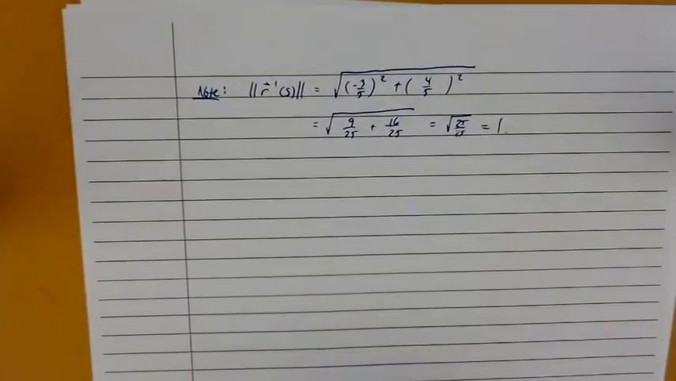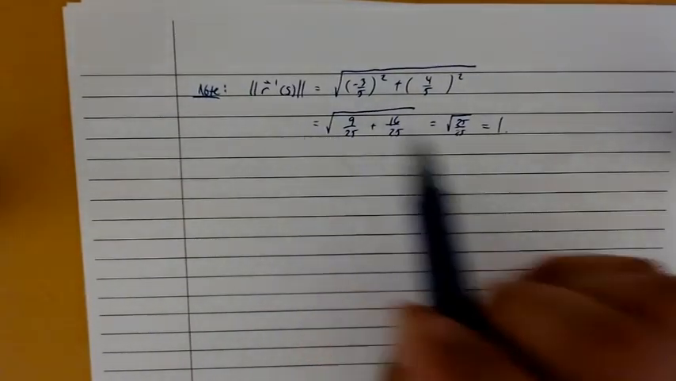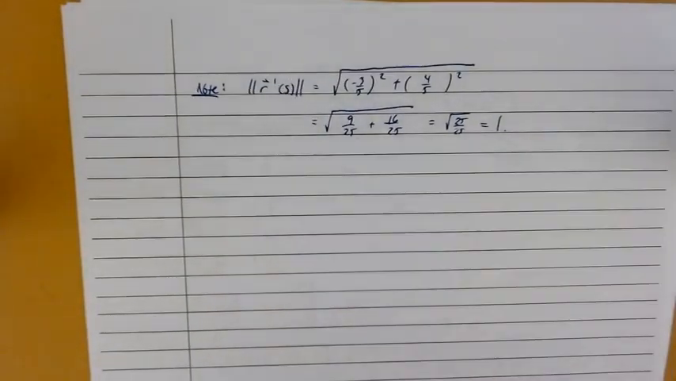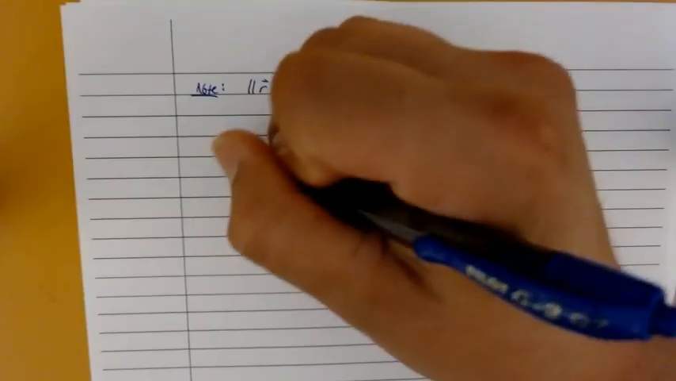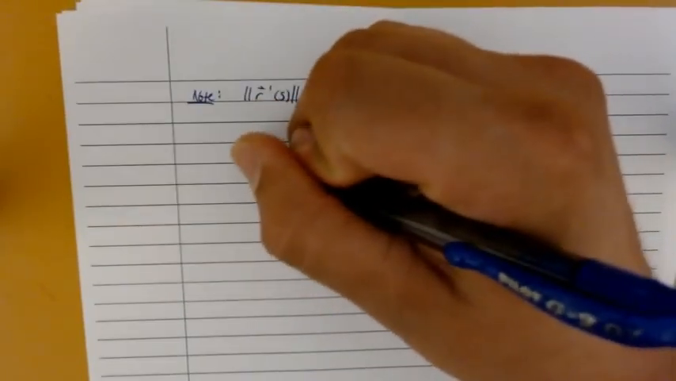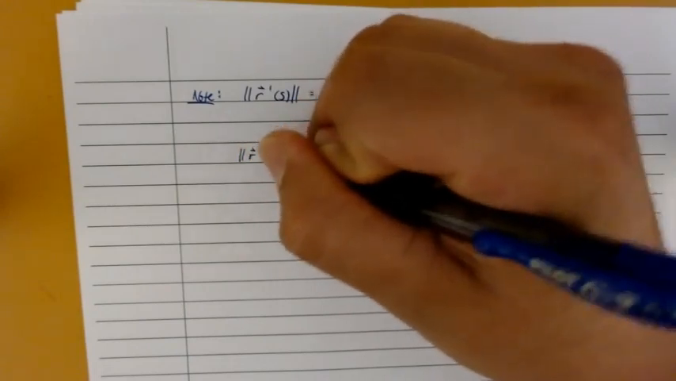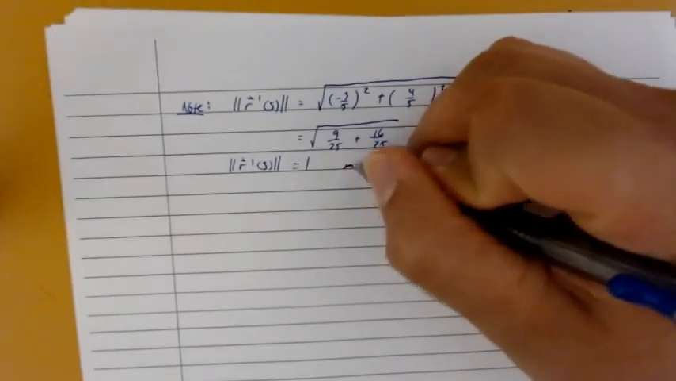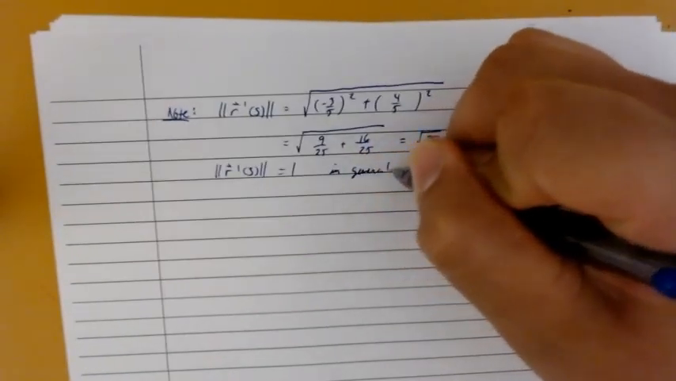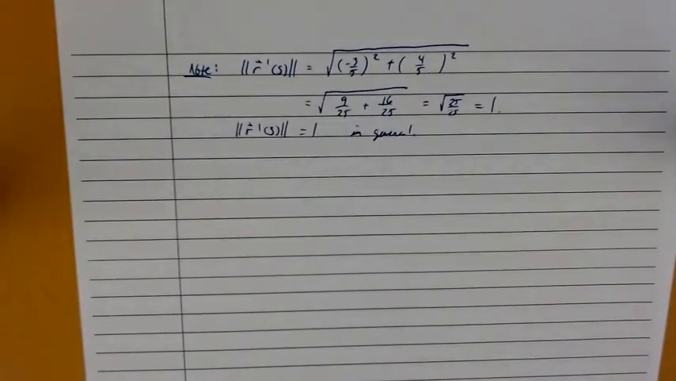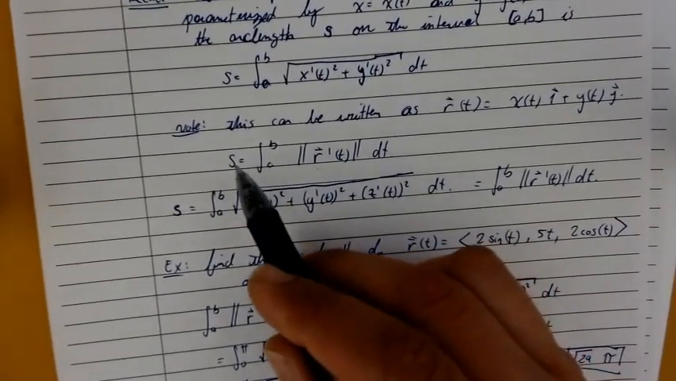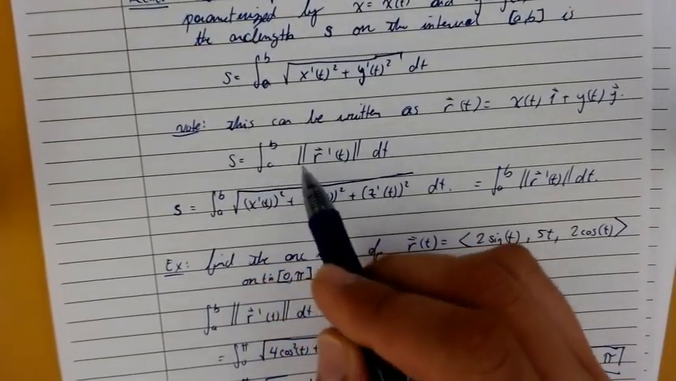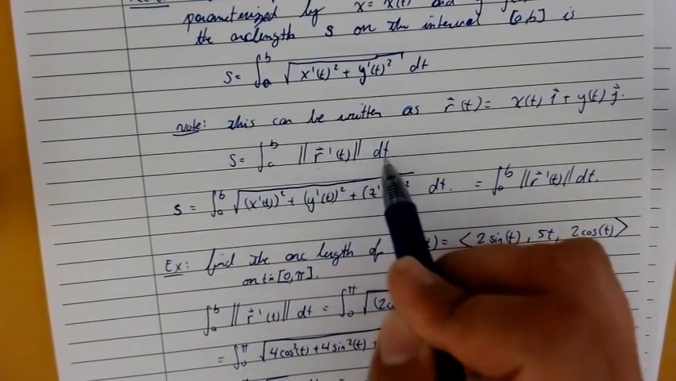That's not a coincidence for this particular parameterization. It turns out that if you take the magnitude of r prime of s, you get 1 in general. This is always true. Okay, so what? Well, then we can write our arc length formula a slightly different way. Here, s is equal to the integral from a to b of the magnitude of r prime of t dt.